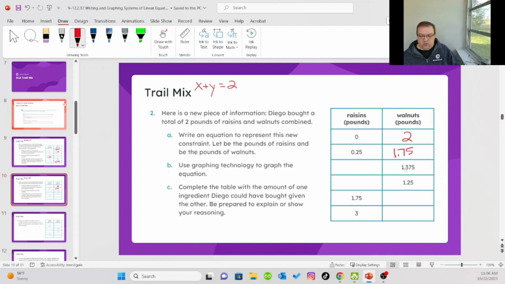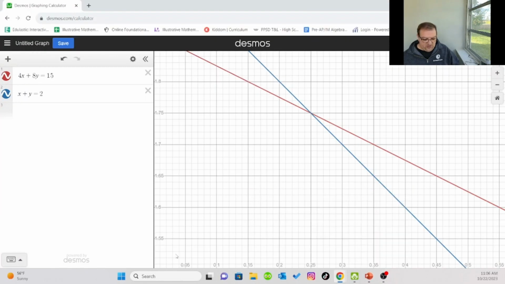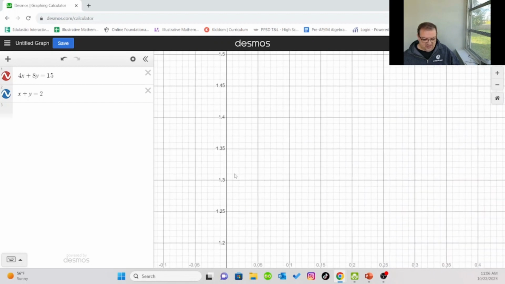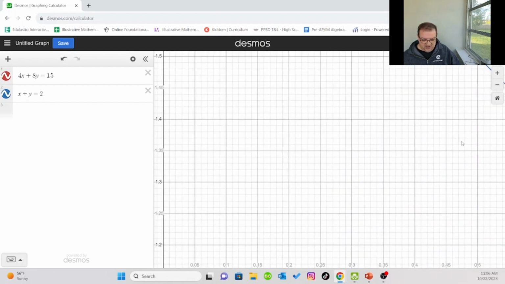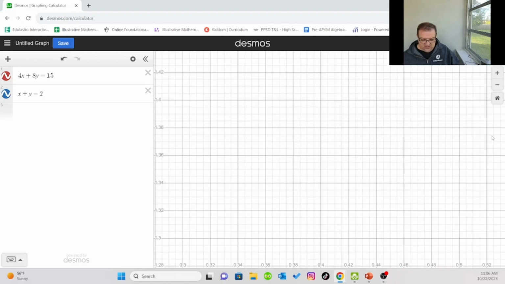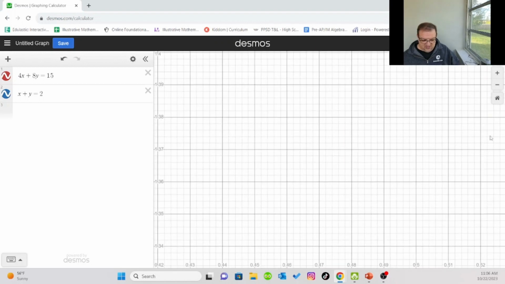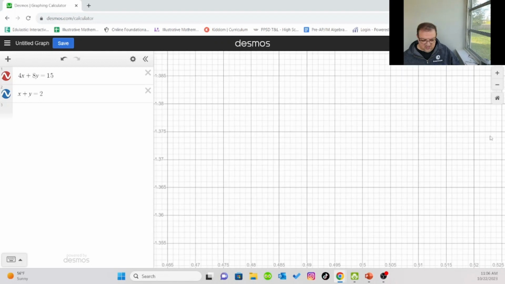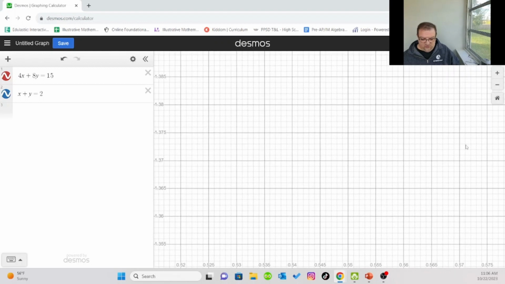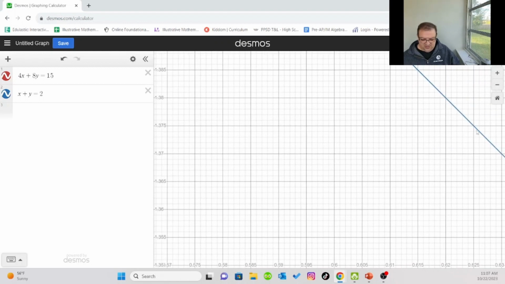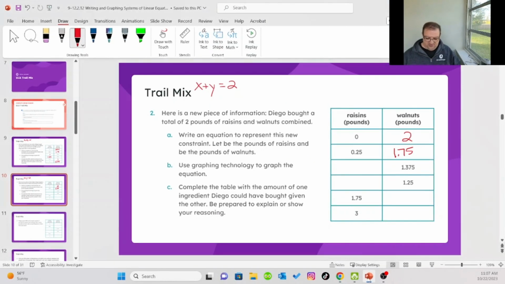Now they're going to give us a y value of 1.375. So I want to go here on the y-axis until I can find 1.375, and I'm going to start scrolling in. 1.375, scroll over until I find the blue line. I hit it right here. I go down to see what my x value is, and it's 0.625.